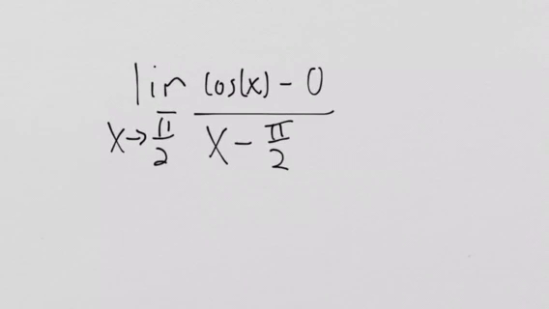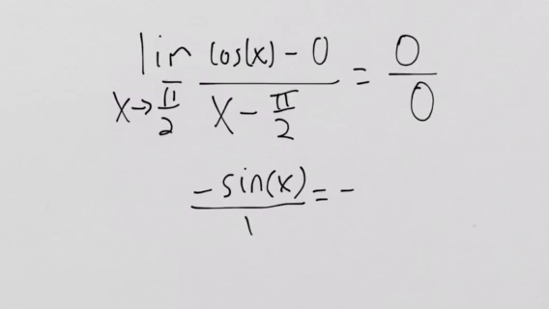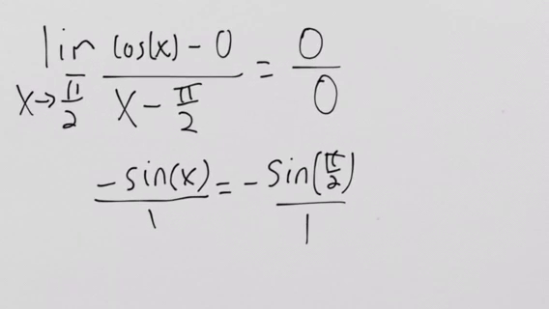Okay, limit as x approaches pi over 2 of cosine x over x minus pi over 2. On your packet, it has this listed as cosine pi over 2, but cosine pi over 2 is just equal to 0. And again, if we try to plug this in, we are going to get 0 over 0, which tells us L'Hopital. The derivative of cosine is negative sine. The derivative of x is 1, so we get negative sine of pi over 2 over 1. And that's going to be negative 1 over 1, which is just equal to negative 1.